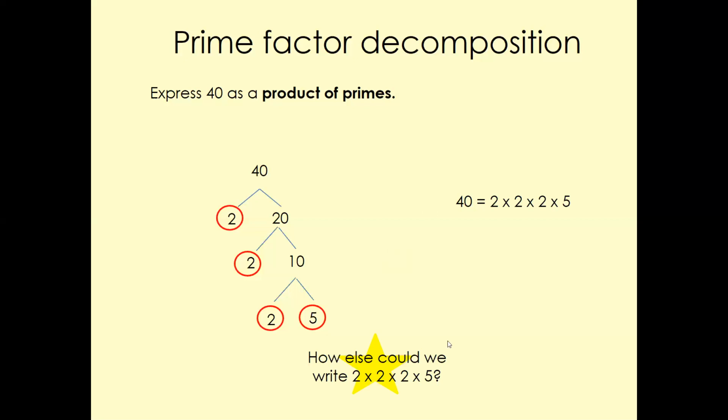Sometimes, to challenge you, they will say how else could we write 2 times 2 times 2 times 5. Sometimes in the exam, they ask you to write the answer using index notation. So if we have to write this using index notation, we can write 2 times 2 times 2 as 2 cubed. So that's 2 cubed times 5, and that is going to be the final answer.